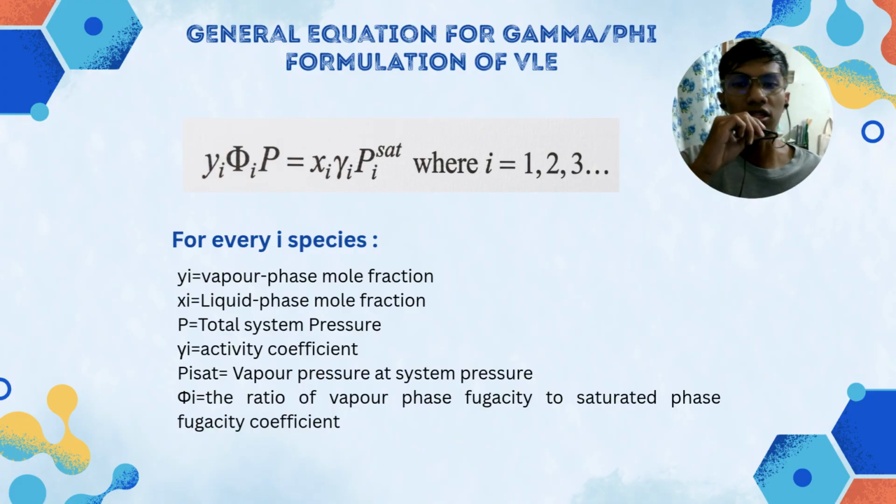Next part, we move on to the general equation. For this general equation, we use the formula fugacity vapor equals fugacity liquid. Fugacity vapor refers to yi, phi i and also times the pressure. Meanwhile, the fugacity liquid refers to xi, gamma i and Pi saturated for every species i.